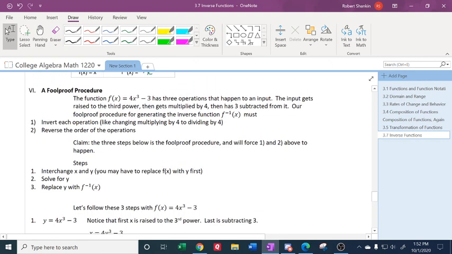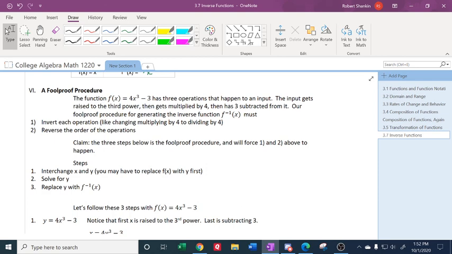The function f of x equals 4x cubed minus 3 has three operations that happen to an input. The input gets raised to the third power, then it gets multiplied by 4, and then has 3 subtracted from it. Our foolproof procedure for generating the inverse function, f inverse of x, must invert every operation, like changing multiplying by 4 to dividing by 4.